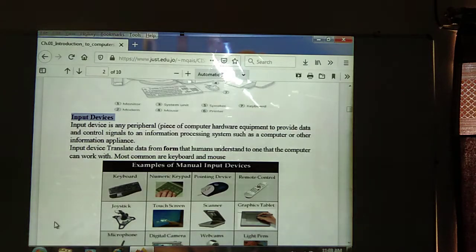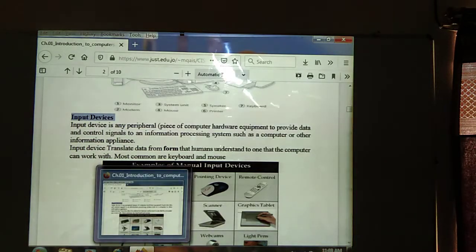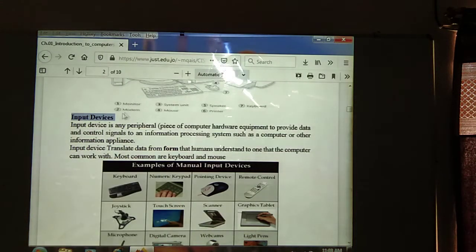In the same manner, if you want to enter the data in the computer, mainly the input device we are going to be using is the keyboard. We can see one by one. First, input devices. An input device is any peripheral, a piece of computer hardware equipment, used to provide data and control signals to an information processing system such as a computer or other information appliances.